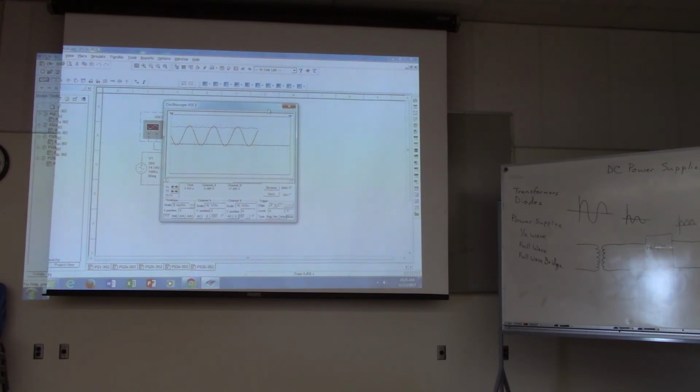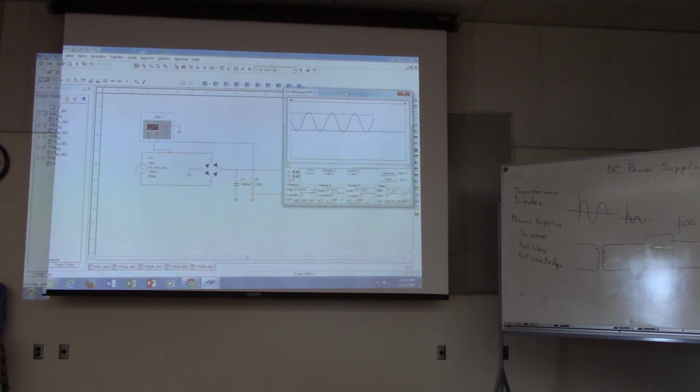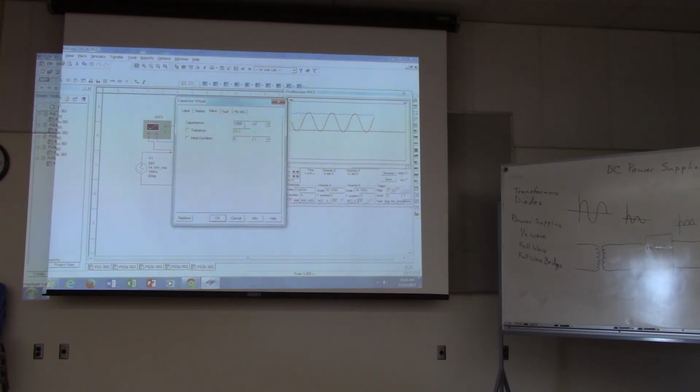Okay. So you're going to set this up, and you're going to measure the output signal, and you're also going to do this with different size capacitors. So you're going to use a big capacitor here, and then you're going to put in a smaller capacitor. You're going to just double-click on the capacitor and change the rating from 1,000 microfarads to 100 microfarads, and you're going to see what effect that has on your output.